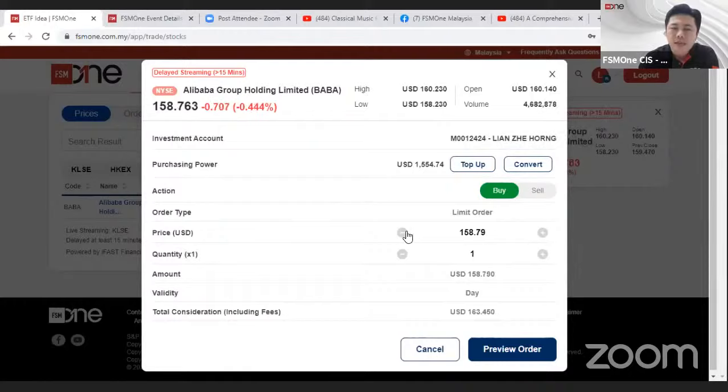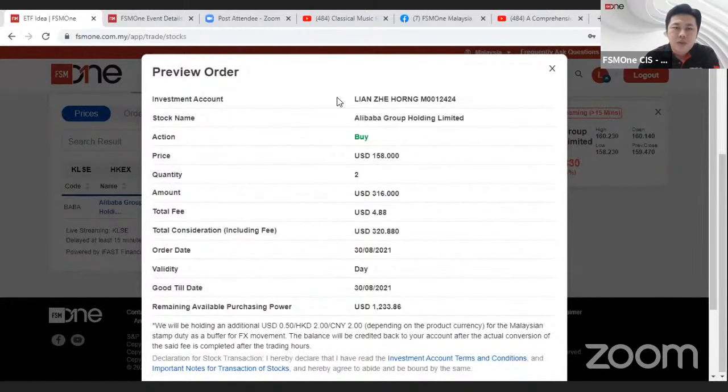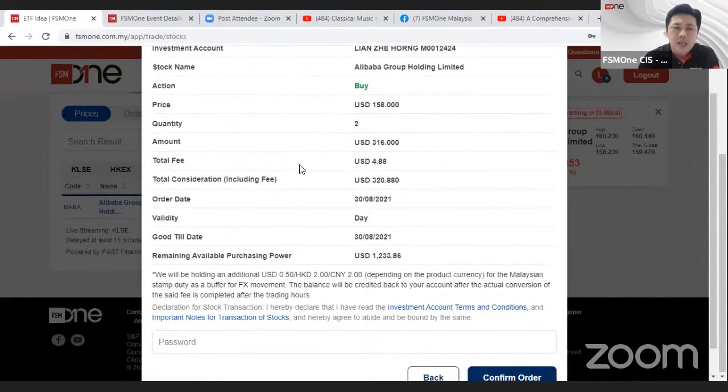So if I want to place a price of maybe 158 for 2 units, you will notice that this will be the total amount from the price, and this will be the total consideration included fee. Automatically, our system will help you to calculate. And then when you click preview order, it will show you your investment account, your stock name, your action, and all the charges.